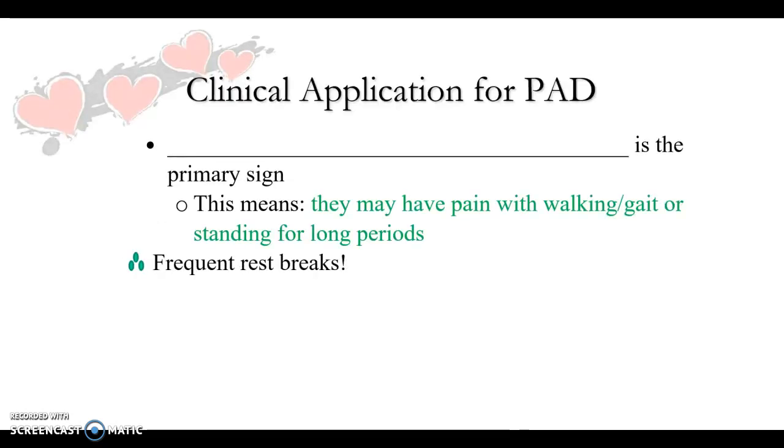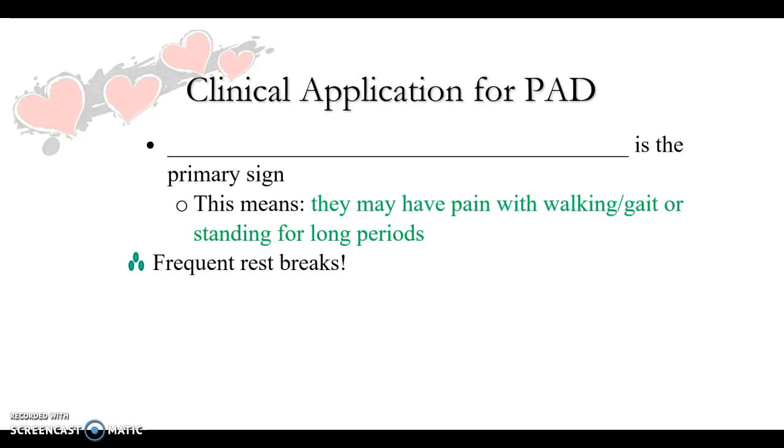PAD, this is peripheral arterial disease, and the primary sign for peripheral arterial disease is intermittent claudication. This means the patient has pain with walking or gait or standing for long periods of time because the calf muscles are not getting sufficient blood flow or sufficient oxygenation. When they sit down and rest, though, the pain recedes.